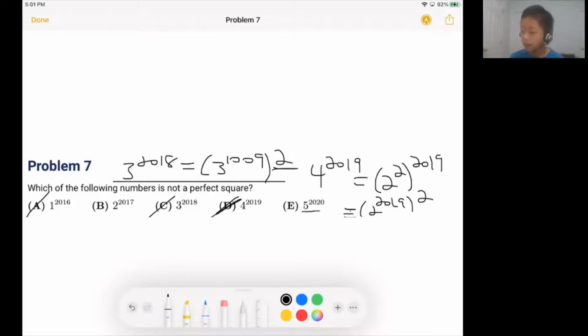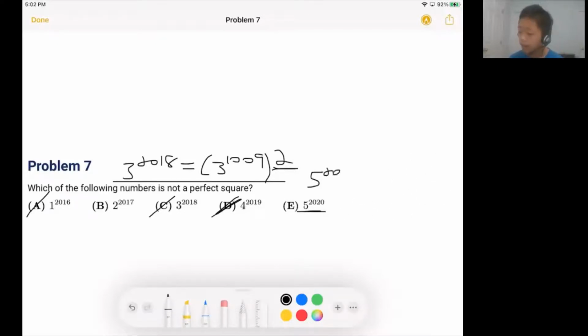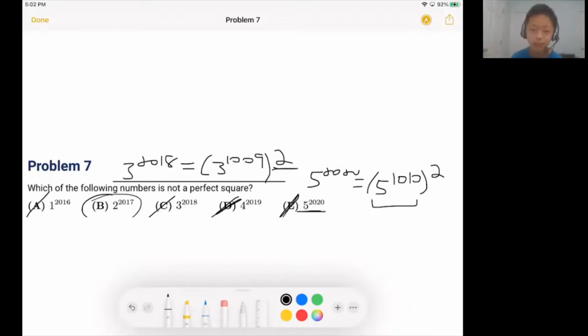And for E, 5 to the 2020, we can use the same trick we did with the 3's. We can write 5 to the 2020 as 5 to the 1010 to the power of 2. So 5 to the 1010 is clearly a number. So if we square that number, we're going to get a perfect square. So E can't be correct either. So the correct answer would be choice B, which is 2 to the power of 2017. So choice B would be the correct answer.